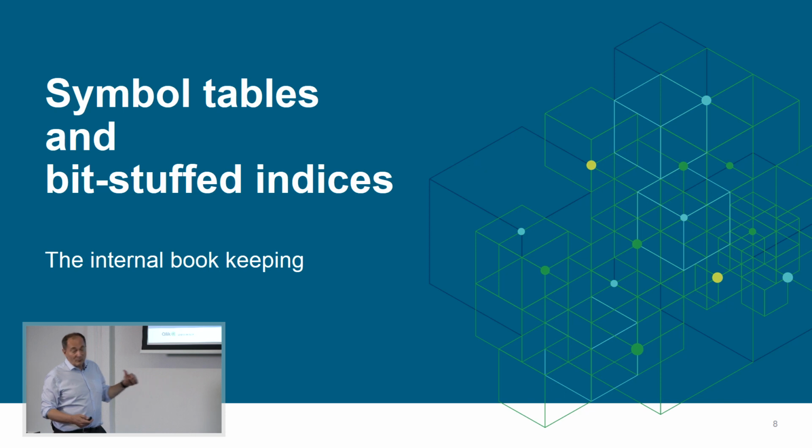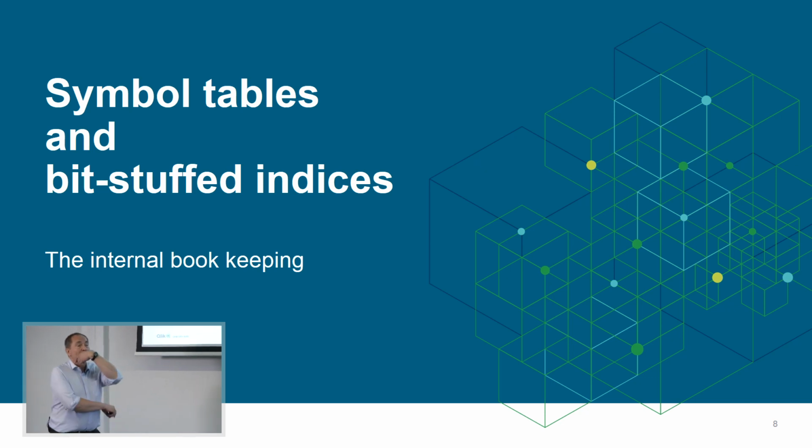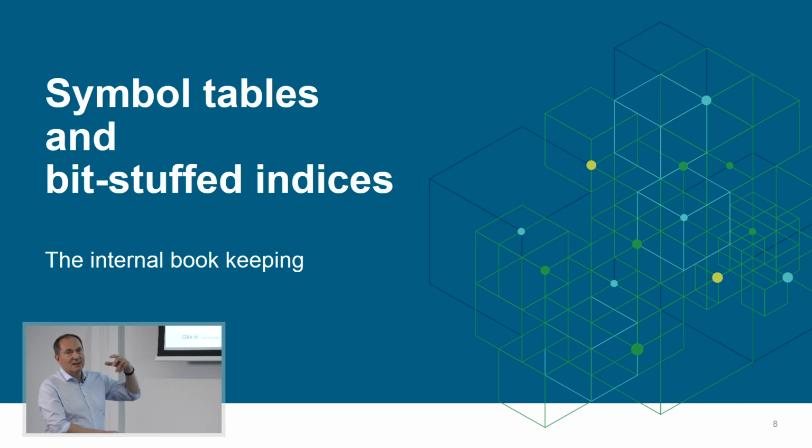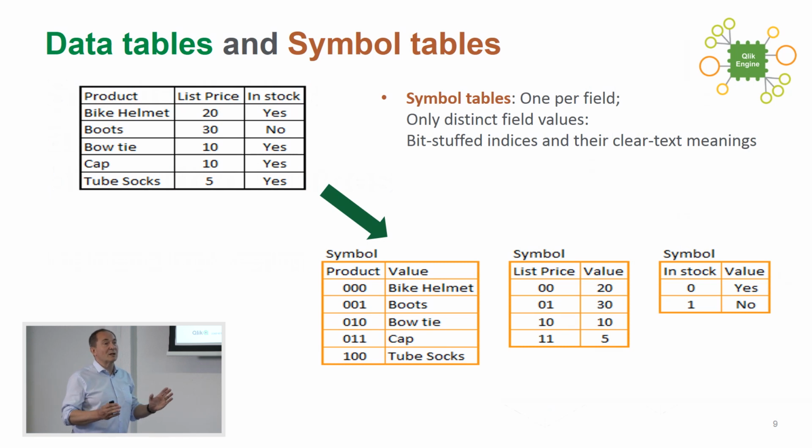So, in order to continue, we have to talk about symbol tables and bit-stuffed indices. And to understand what those are, we can look at a case if you load data. Let's say that you have a small table like the one up to the left here. You have 5 products. Each product has a list price, and each product has a flag saying, do we have it in stock or not? It's a very small table, 5 rows, 3 columns.